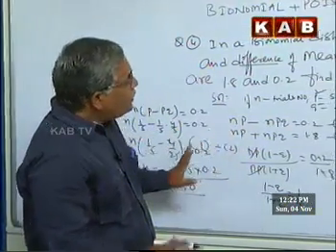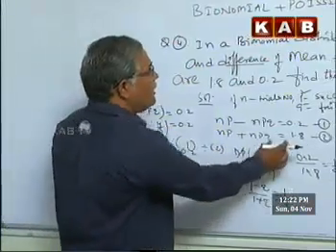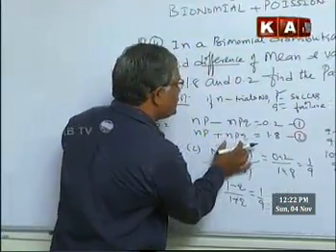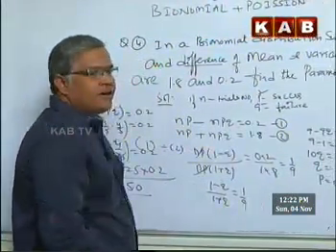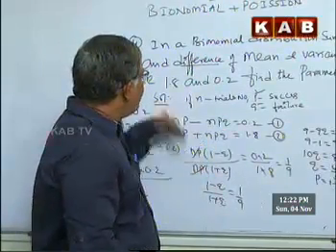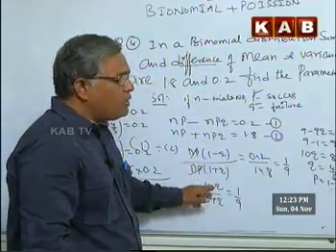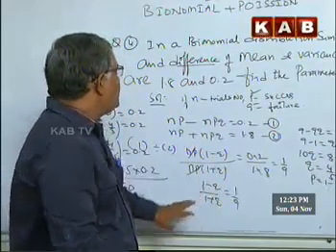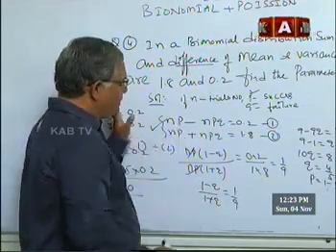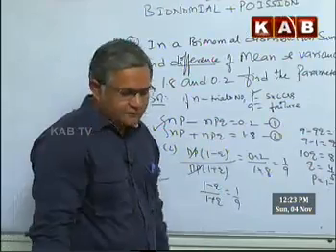Check. The only idea you should get here is that when you are having these two relations, when these two relations are divided one by the other, you can get rid of np, and you will be able to find q. If that particular idea comes, the entire solution becomes easy.